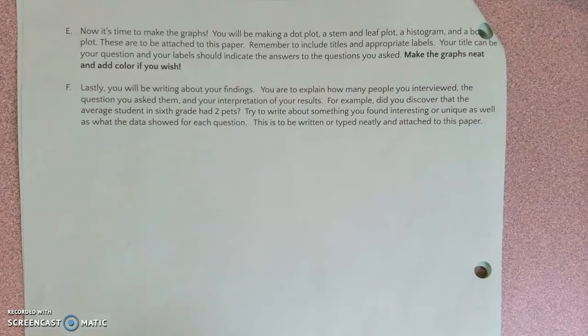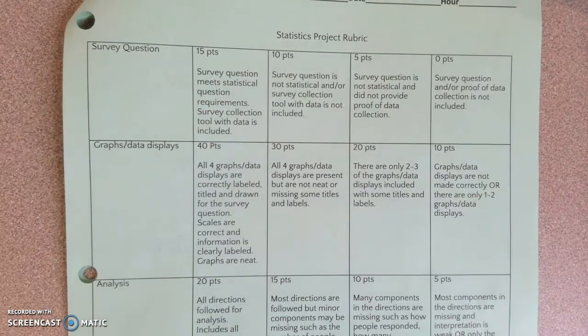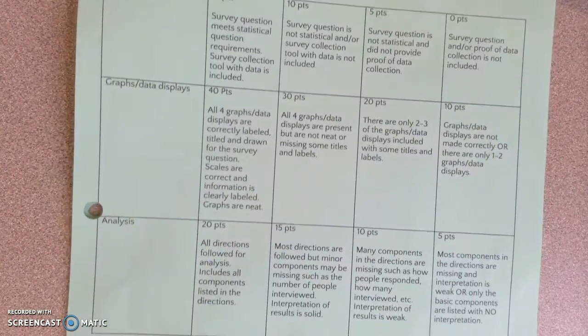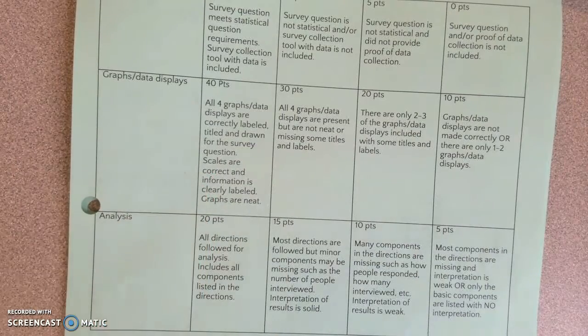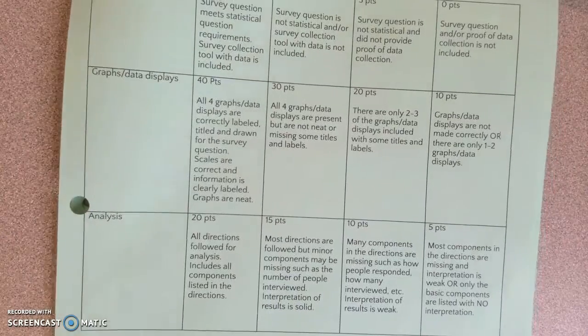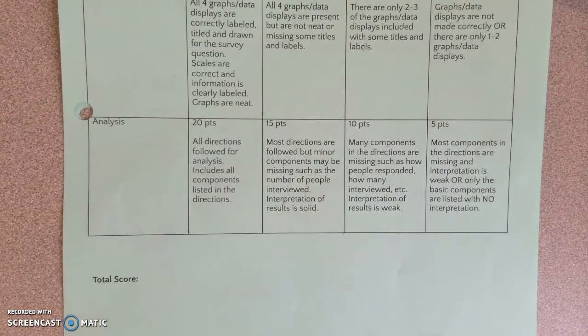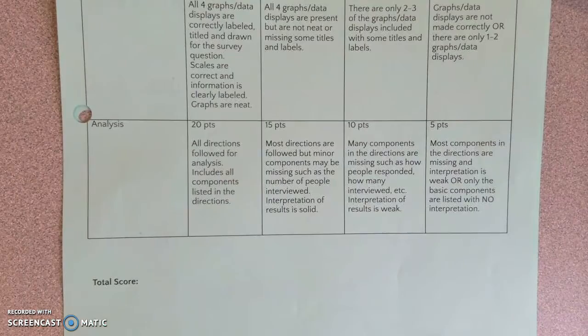So as far as how you're going to be graded, 15 points comes from having a statistical question and collecting data. 40 points comes from the 4 graphs that you're creating. So as long as you create them and do them correctly, you're going to get the 40 points. And then lastly, the 20 points is the writing. So as long as you do the writing and I can tell that you understand what your results mean, you're going to get the 20 points.